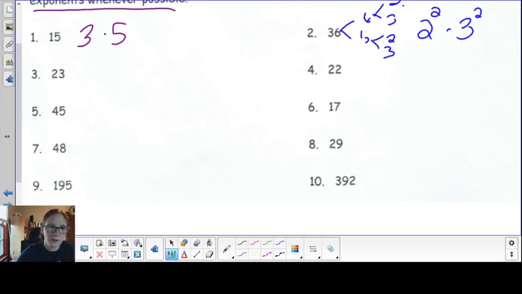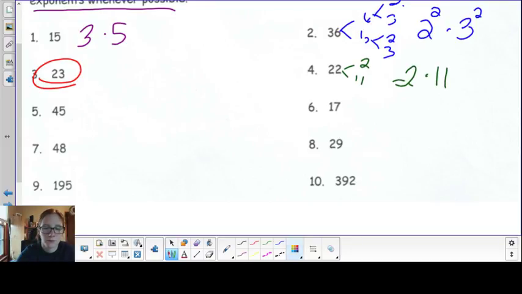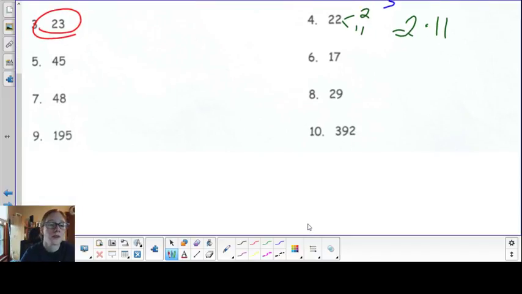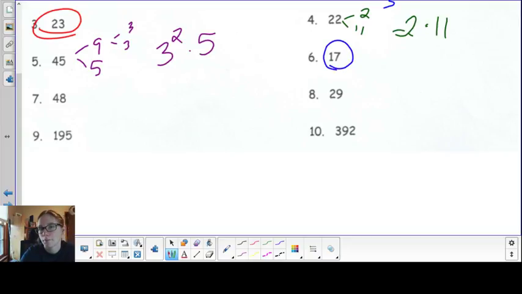Well, we already talked about 23. He's prime, so my answer is just 23 there. 22 will break down into 2 and 11. And 2 is prime, 11 is prime, so my answer here is just 2 times 11. 45. 45 will give us 9 and 5. 9 is 3 and 3. So it's 3 squared times 5. 17. He's prime. It's just 17.